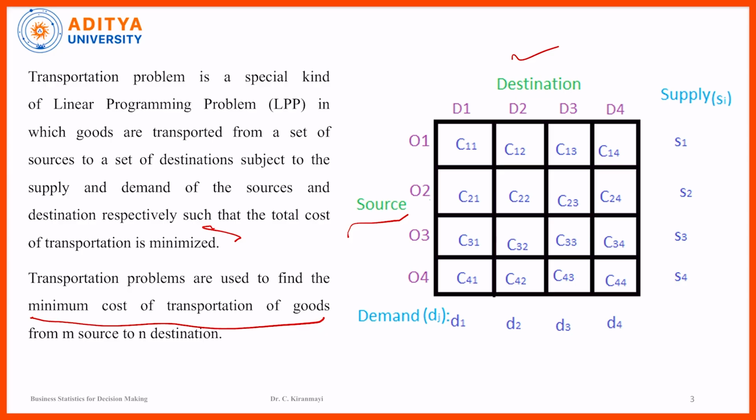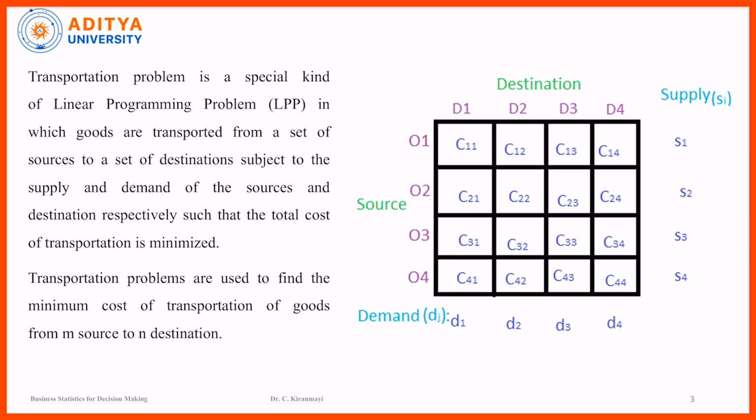So the basic aim of a transportation problem is to find the optimum number of units supplied from one source to another destination so as to minimize total transportation cost. So such a problem is a transportation problem.